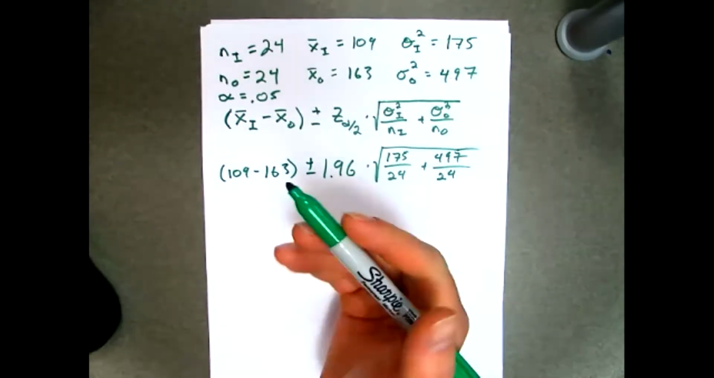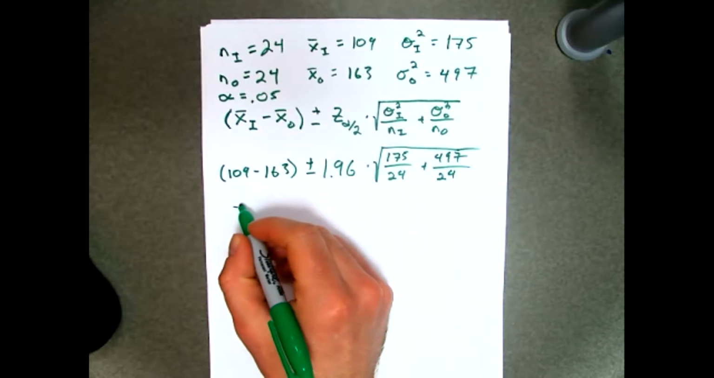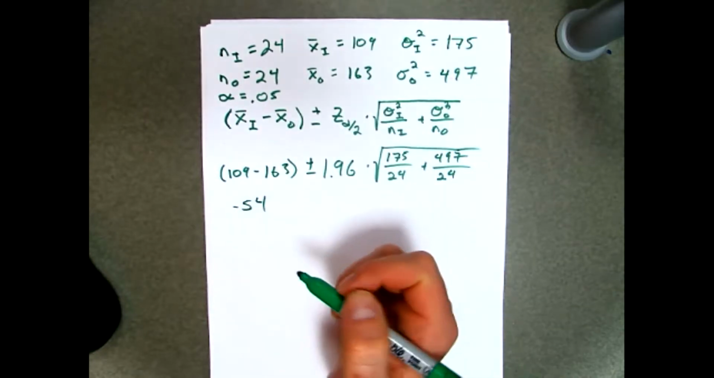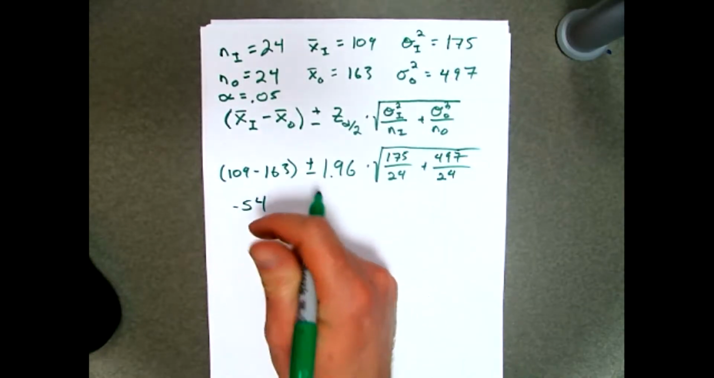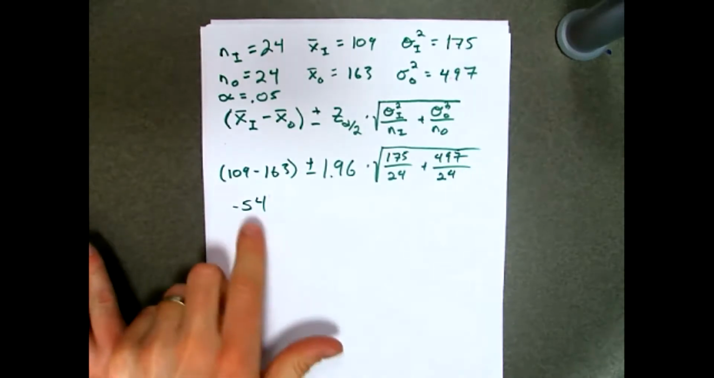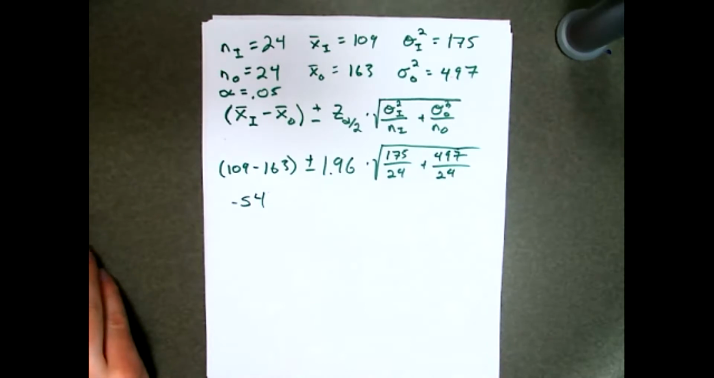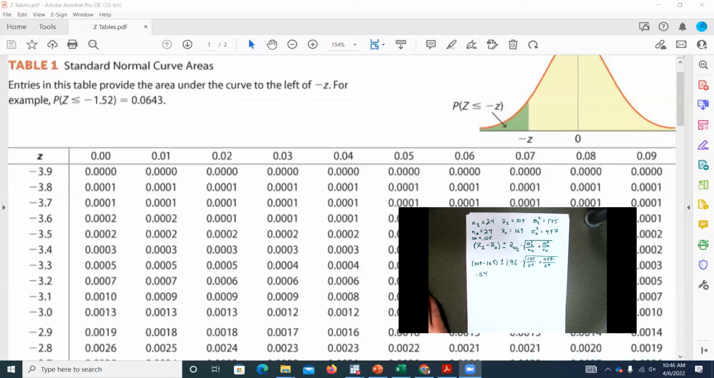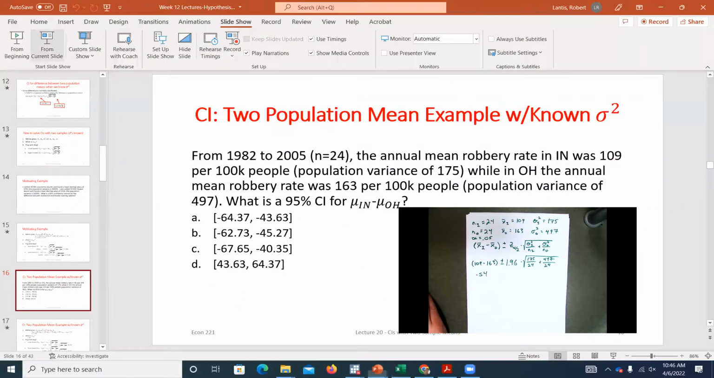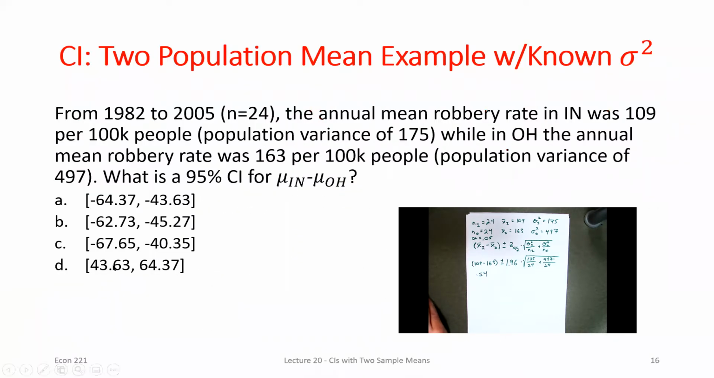So if we think about this, what was the sample difference I found? Negative 54. So my confidence interval should be centered around whatever that sample difference is, just like my old confidence intervals used to be centered around whatever sample mean I found. Well, now I'm looking at the difference in sample means, so it's going to be centered around that sample difference. So if I'm looking at these possible answers, I can rule D out right away.